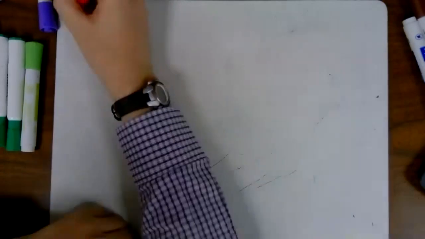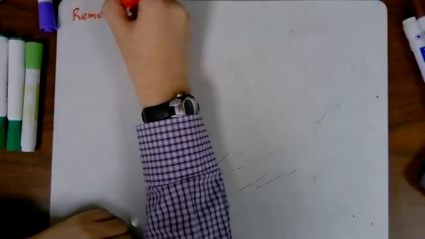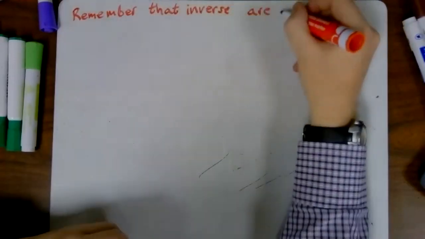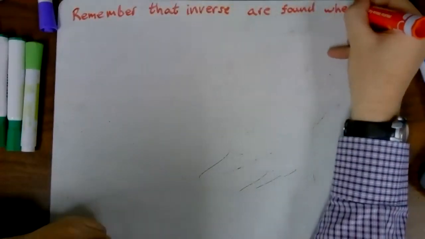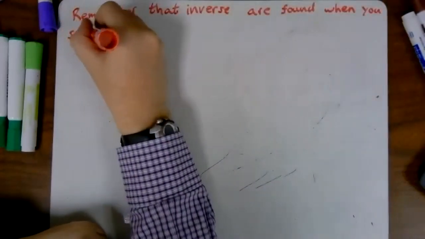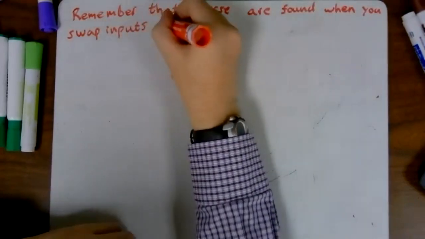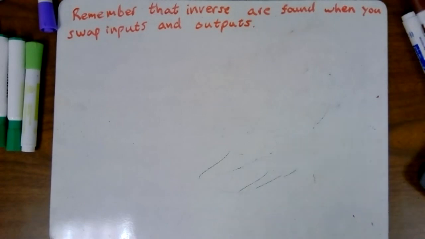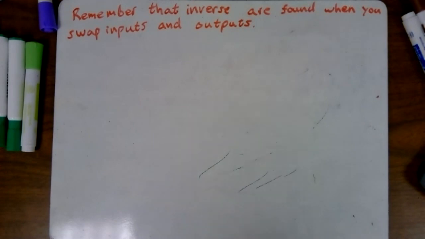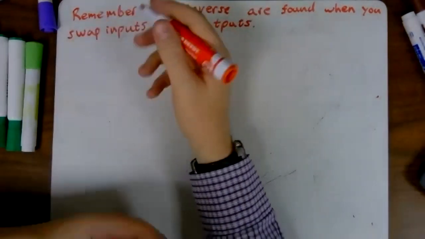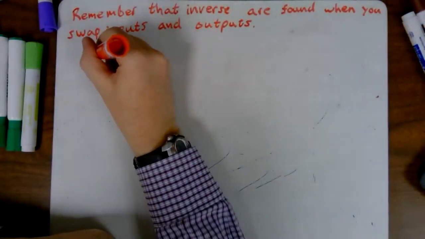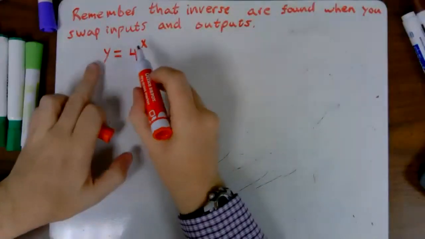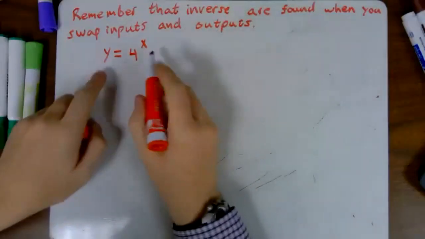Okay, so remember that inverses are found when you swap inputs and outputs. So for example, let's consider an example of some exponential. Let's say y equals 4 to the x. So if we swap the y and the x, that will give us a logarithm. But let's plug in some numbers first.